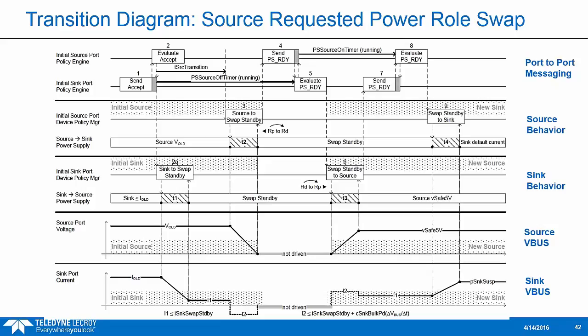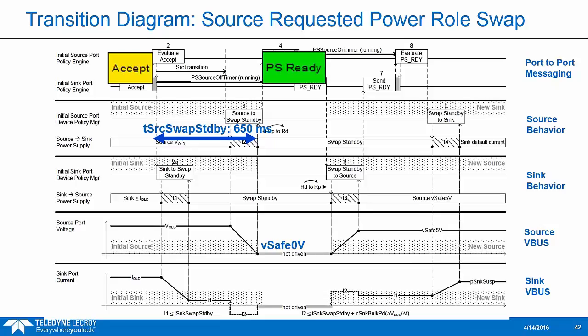Once the good CRC is sent for that accept, the T-source swap standby timer starts. And that requires the original source to drop power and get to VSafe0 within 650 milliseconds. Plenty of time, right? VBus needs to be fully discharged when he sends that initial PS ready. If we're testing a device that came in as a source, we'll actually check that voltage was at VSafe0 at 650 milliseconds to make sure he's actually taken voltage down.